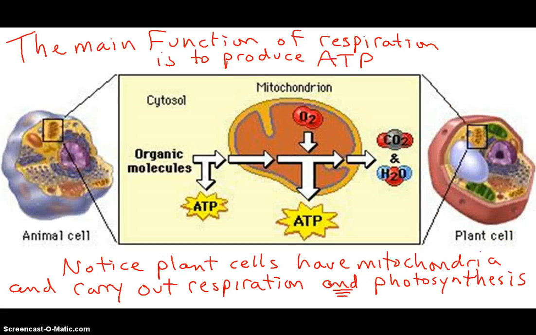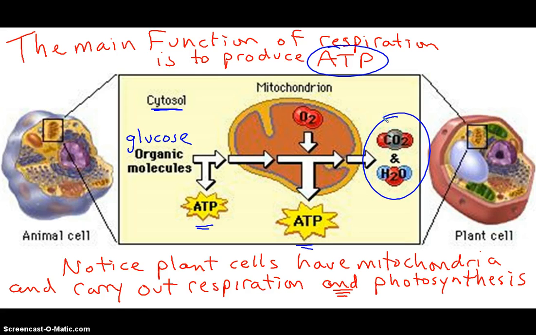And here we go. So here is the simplistic version. The main function of respiration is to produce ATP. We want that molecule so that our cell can do work. And so what happens is the process starts in the cytoplasm or the cytosol, and we take organic molecules, which we know as glucose or sugar, and it gets converted into ATP through a series of steps where we break it down, combine it with oxygen, and give off the waste products, CO2 and H2O.